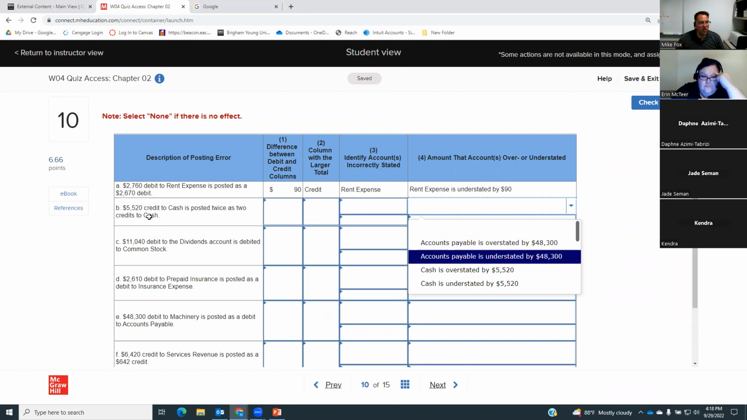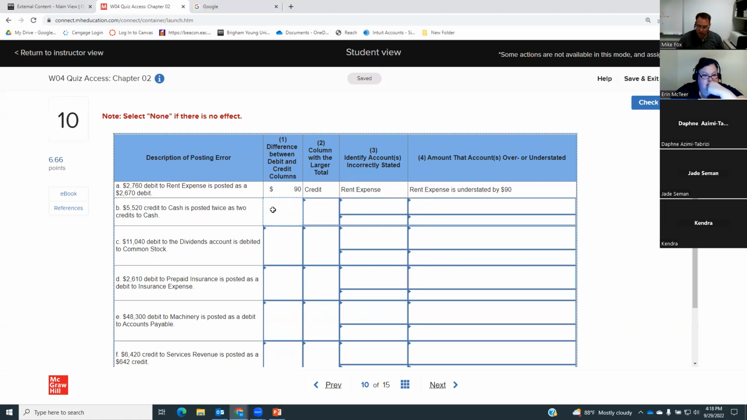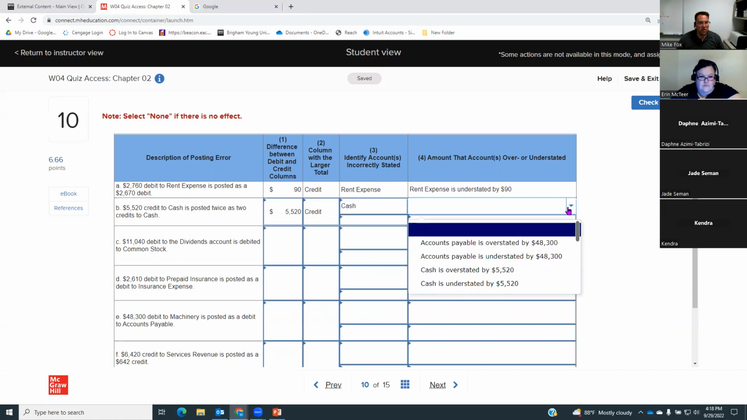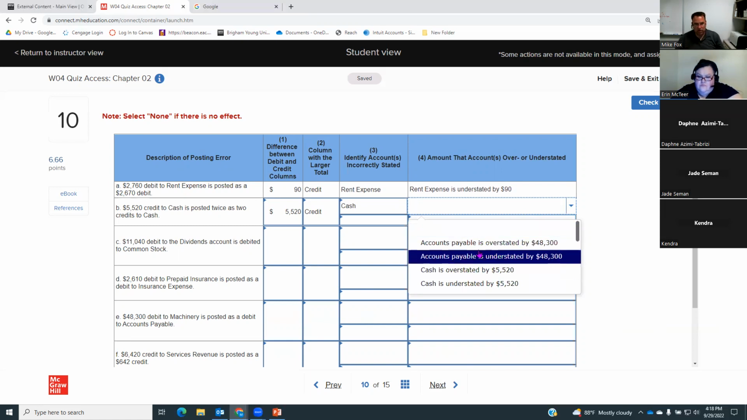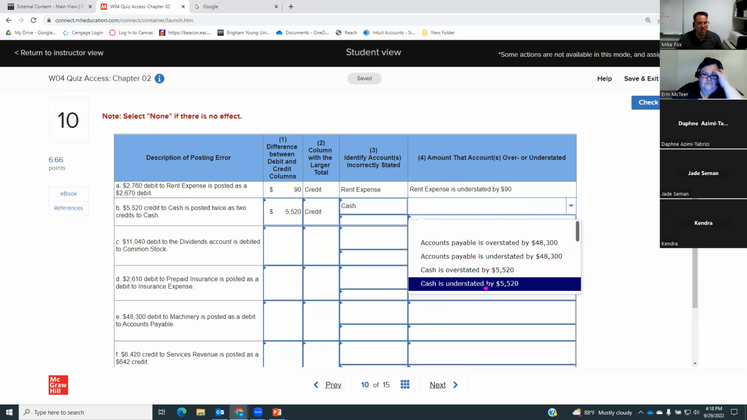So I guess what we're saying is on mine, the numbers are different than yours, but it says $5,520 in credit to cash is posted twice. Okay, so that means I'm going to have $5,520 too much in the credit column. And then the question is which account, cash account, and is my cash overstated or understated? In theory, I could say something's wrong with my accounts payable, but we're talking about cash here.